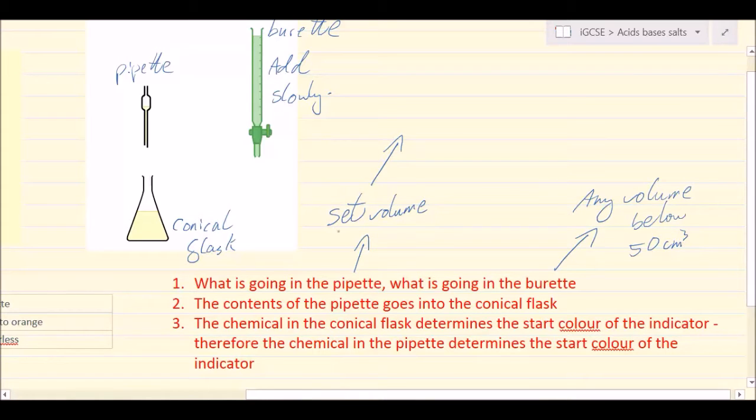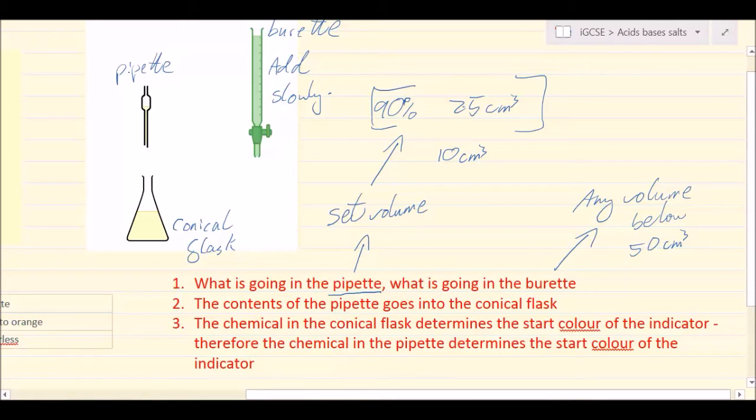The best way to determine is look at the pipette and see in the question which one has the set volume. Okay, so a pipette, unlike the burette, can only measure one volume. Now 90% of the time this is going to be 25 centimeters cubed. Okay, 90% of the time. But you can get pipettes which are maybe 10 centimeters. Okay, and I have seen that in a question before where the pipette was 10 centimeters and it threw a few students. So the pipette has one set volume.